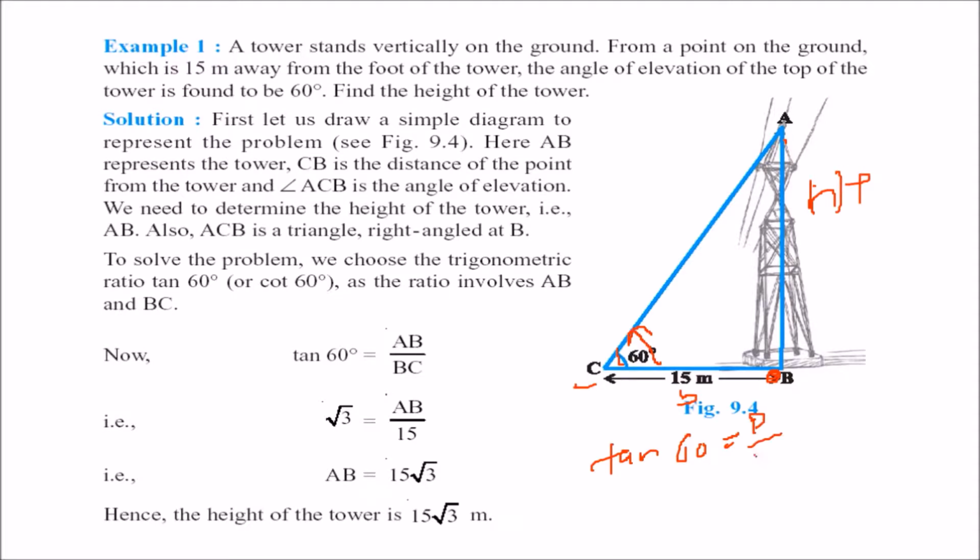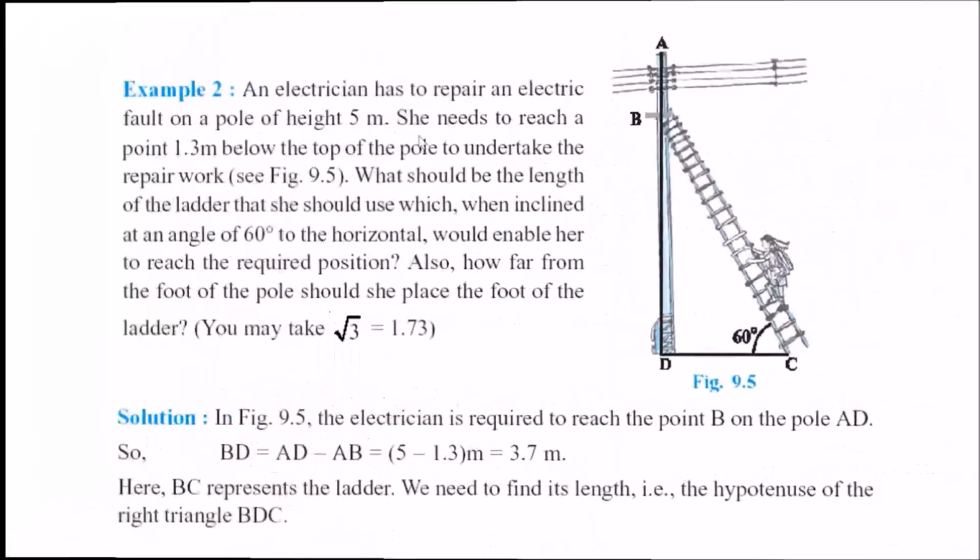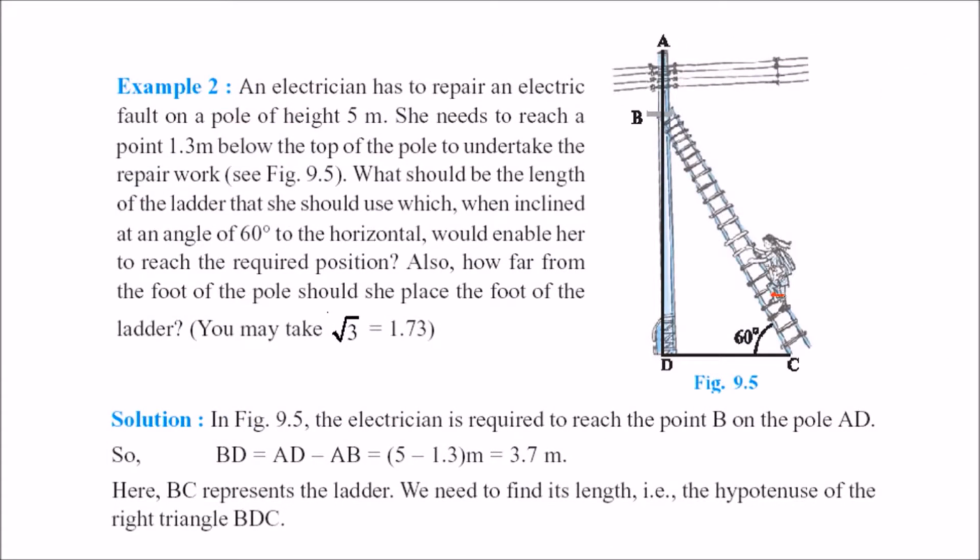So perpendicular by base, that is the height by base, and base is 15. And tan 60, we are aware that it is root 3. So that will be 15 into root 3. This is the height of the tower. Just by one expression, we are able to find the height. This is the real life application of trigonometry. We have another question. There is an electrician and she wants to repair this faulty pole.